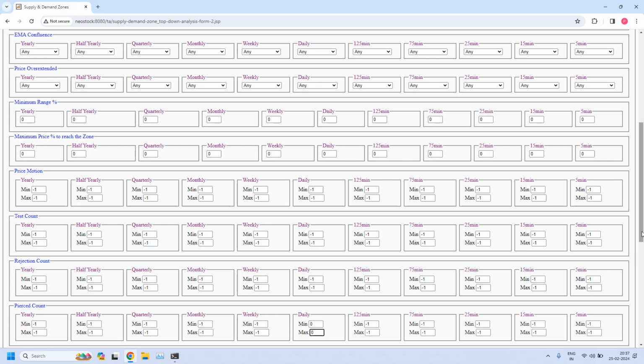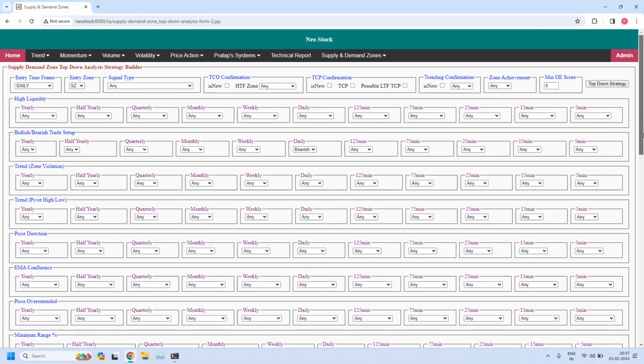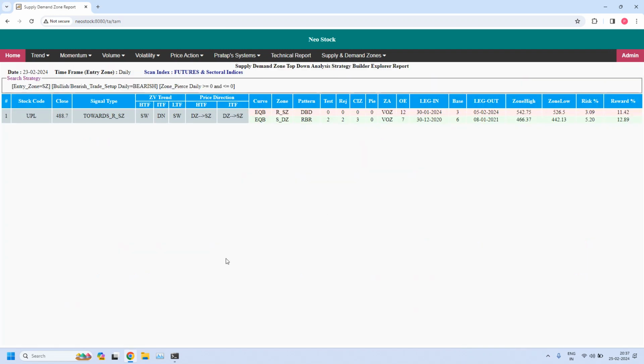Because for bearish trade setup we get a very small list of stocks, I'm not adding any further filters, since we don't trade pierced zones. I just filtered that, and we have only one stock currently supporting bearish trade setup. Currently it is moving towards the high liquidity supply zone, and moreover it is a fresh zone. Okay, so this is about monthly income trade, bullish and bearish trade setup.